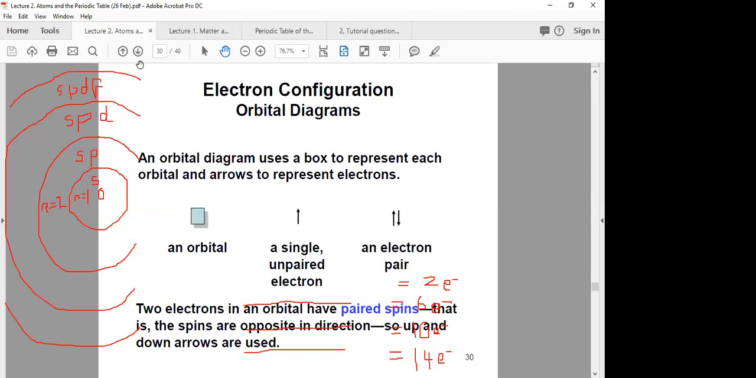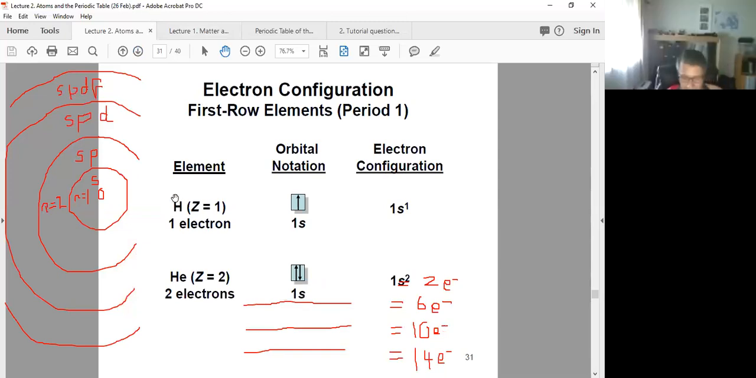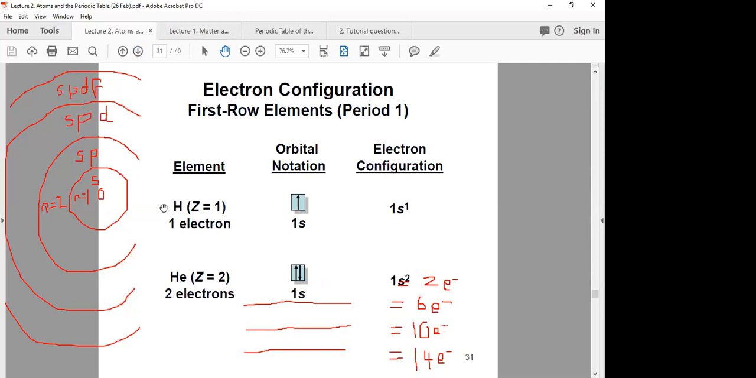All right, this system here is called orbital notation. We're not going to use that system. We're going to use the electronic configuration system. All right, so let's look at exactly how this is done. Starting with this element, hydrogen. So determine the electronic configuration for hydrogen.